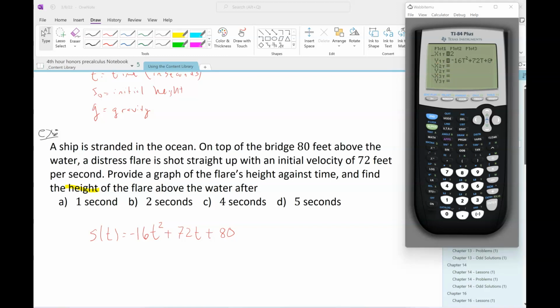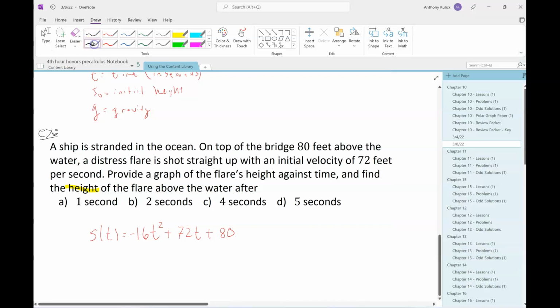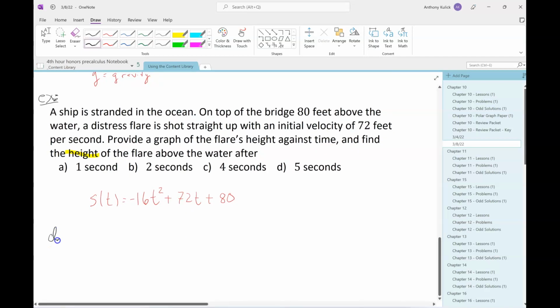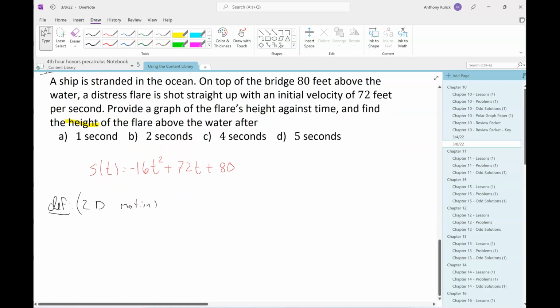Okay. So that's that. If I want to do two-dimensional motion, though, there is not a way to do that without a parametric. So let's call this S of t.